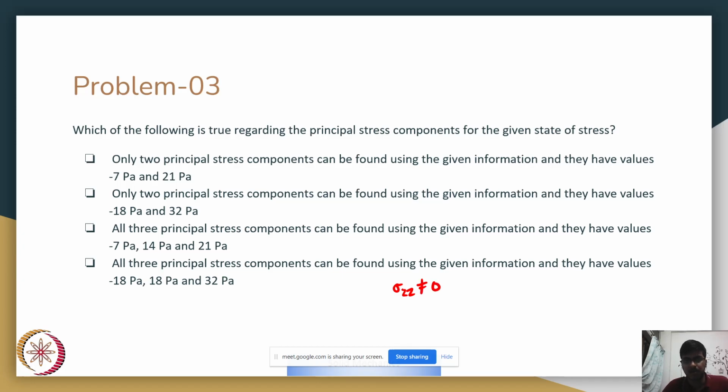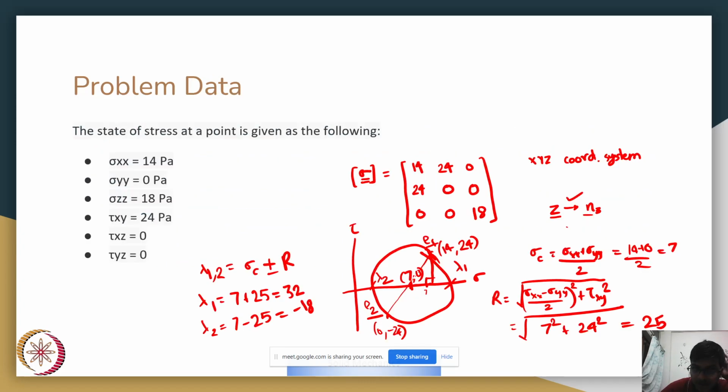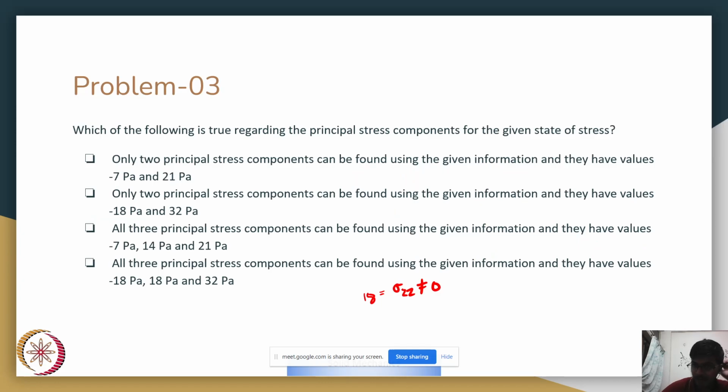Is it equal to 18, I think? Yeah, this is 18, which is what we know, and tau xz equal to tau yz is 0. So z is a principal plane normal. There is no shear component, and the other ones, lambda 1 and lambda 2, can be determined by the stress at the center of the circle plus minus r. So we know sigma c, we know r, and we know sigma zz. So we know all three values. Can someone quickly tell what they are?